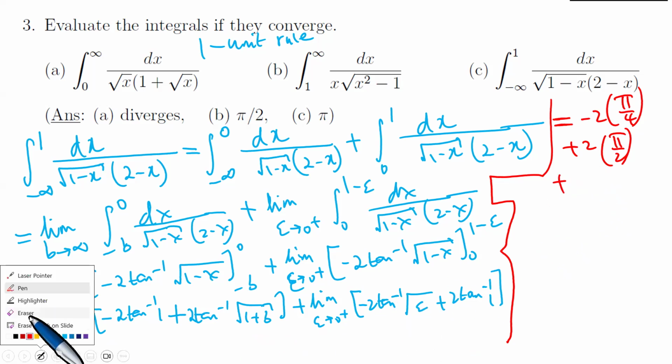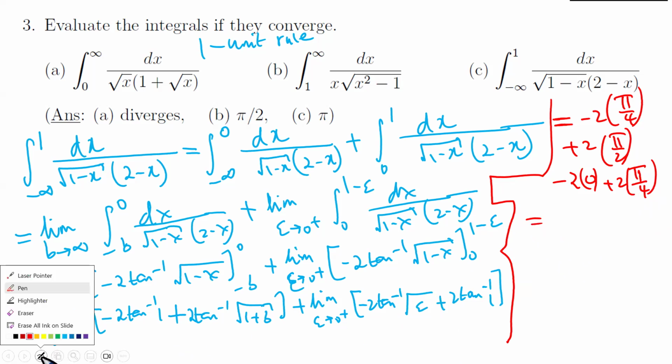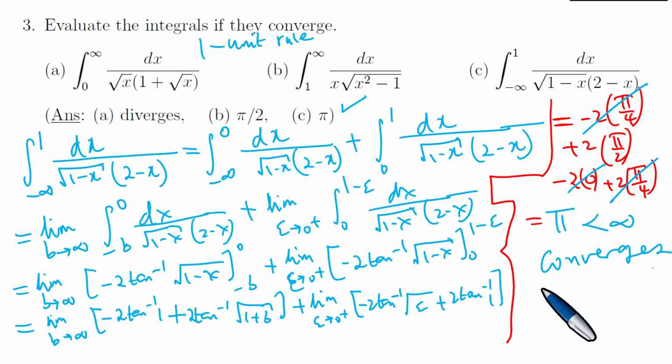Okay, minus that. Arctan of 0 is 0. Okay, let's see now what we're getting. This minus 2 pi over 4 and the 2 pi over 4, they give us 0, and this one would give us exactly 0, and then we're left with this one. 2 cancels, giving us pi. There it is. So this pi, at this pi is this infinity, which means that the integral converges. The integral converges.